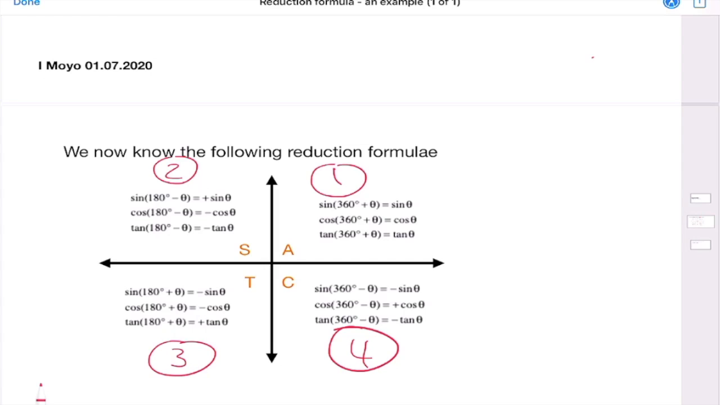Then we just need to know the relationships, those reduction formulae there. In quadrant 1, all ratios will be positive. In quadrant 2, it's only the sine ratio that is positive. In quadrant 3, only tangent is positive. And in quadrant 4, only cosine is positive. It is very important to start by learning these reduction formulae and actually understand why they come to become what they are.